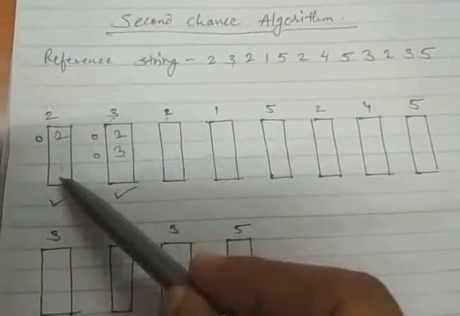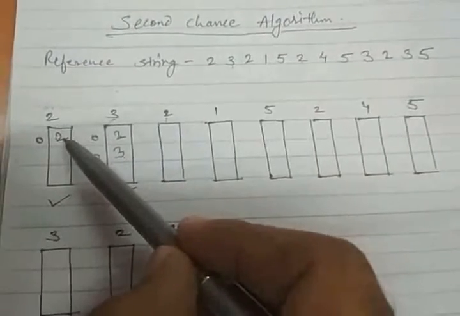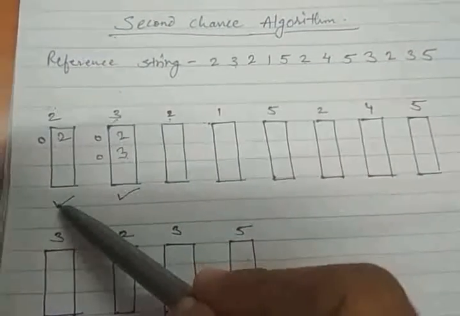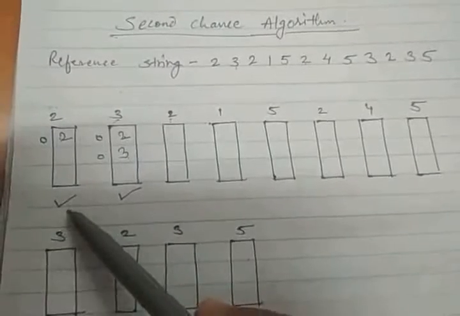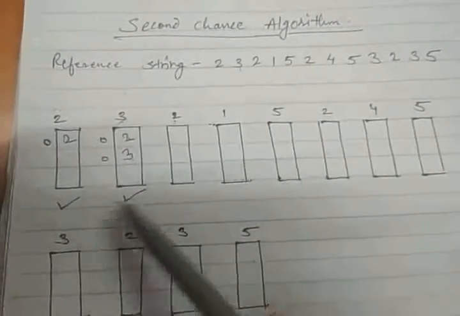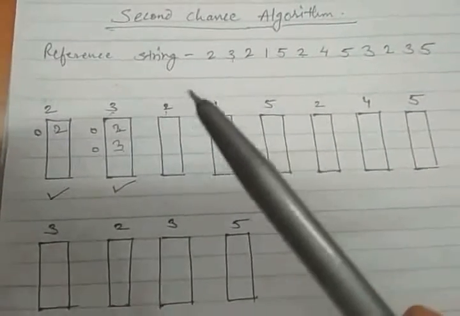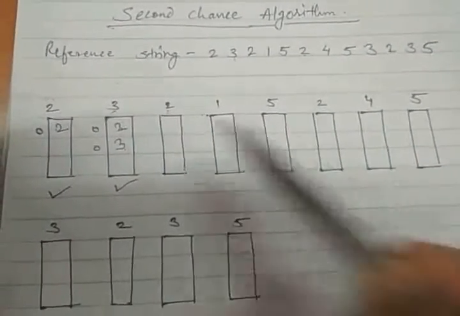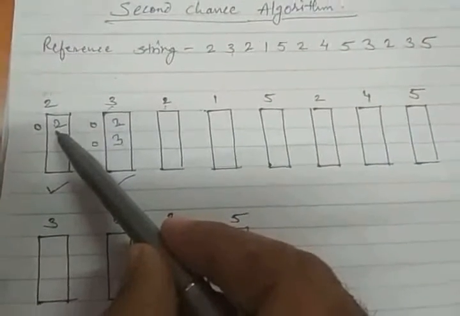So the memory is not having any values. Bringing the value 2 into the memory, we get the first page fault, and I am putting this tick mark that denotes there is a page fault. At the end we will count all these tick marks, which gives the information of how many page faults occurred in this entire process. So 2 is added over here.